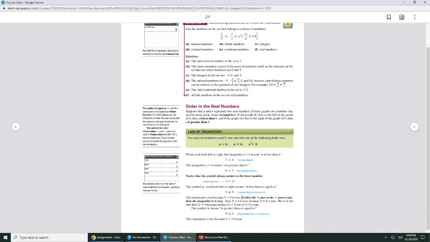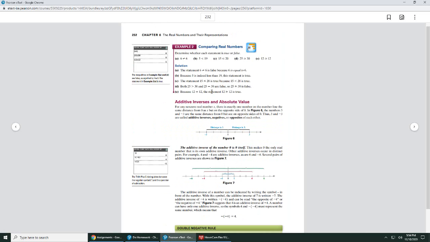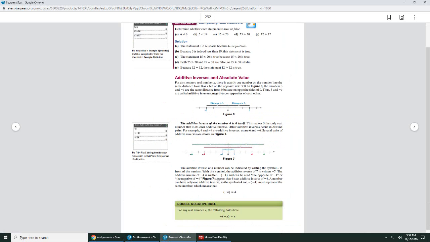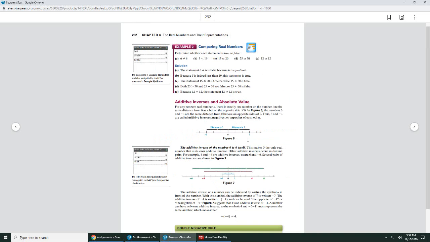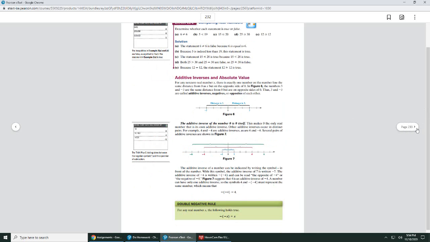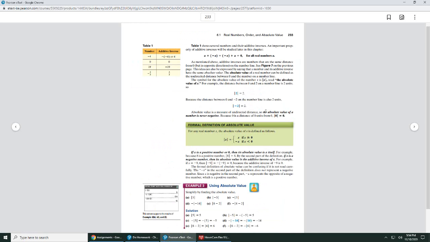We got several examples. We're going to be looking at comparison of numbers. Are they equal? Less than looks like the L, and then greater than. So we'll be labeling some of those, plotting them on the number line. Notice a double negative, negative times a negative equals positive. They show some of that in the calculator there.